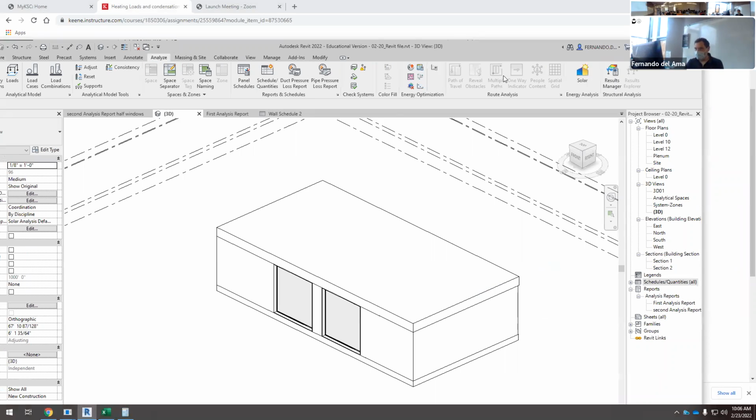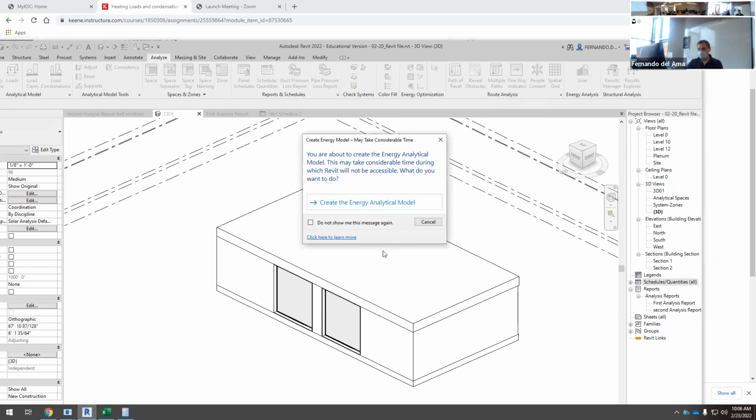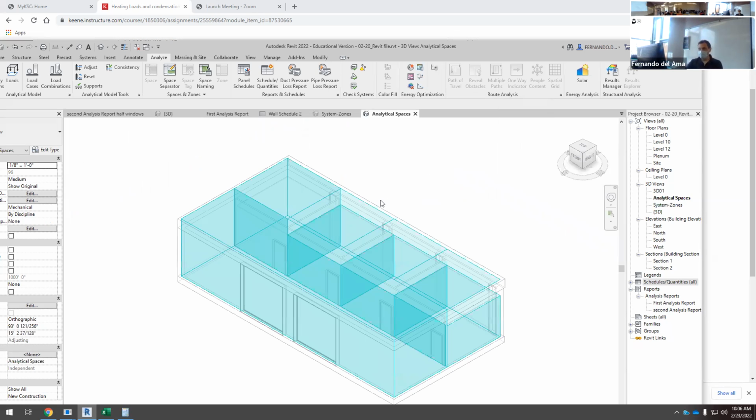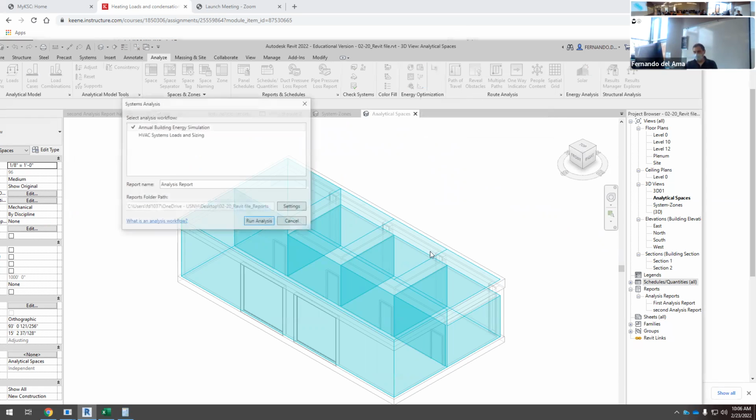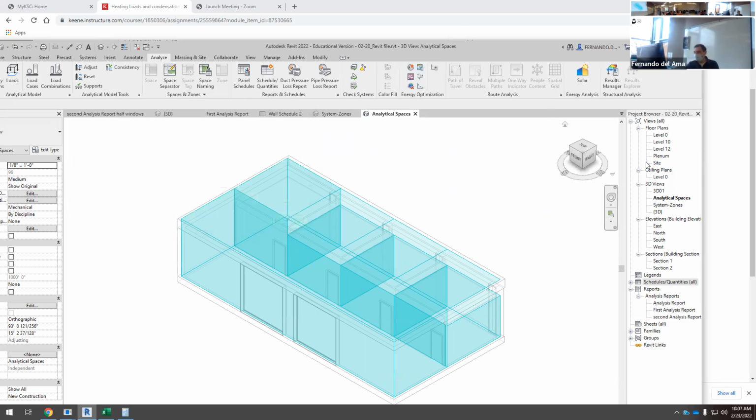We have to go to analyze. We have to delete this energy model because we have changed things. And now we have to create another energy model. We have created another energy model, and now we have to run another system analysis. So let's run this system analysis, annual, run, and we have to wait for a few seconds.